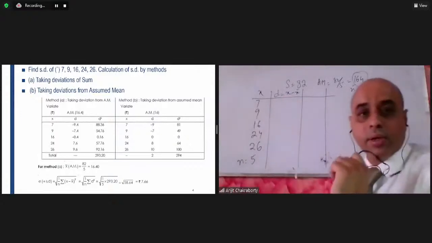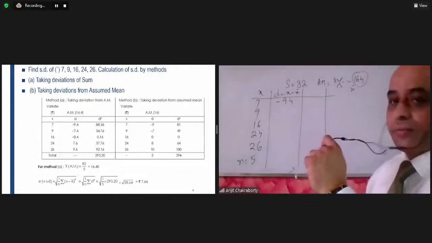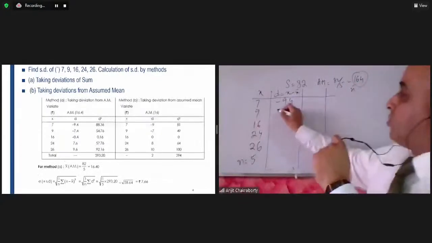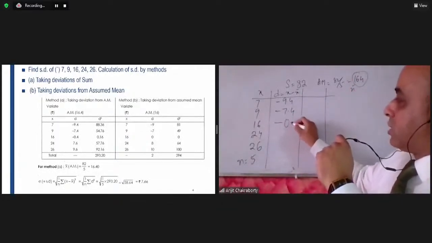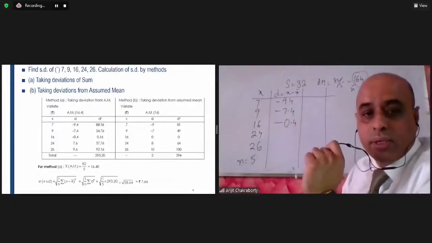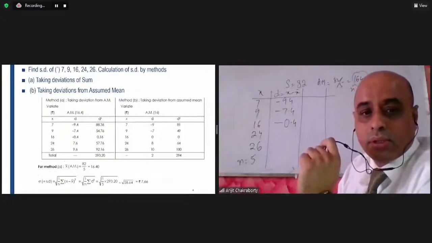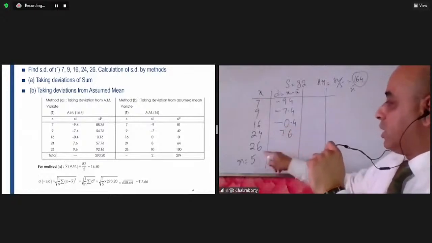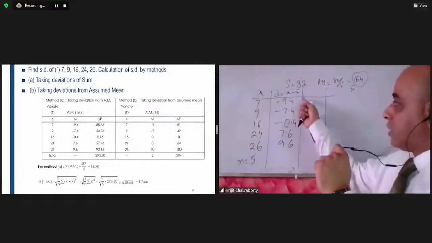Now let us check the deviation. 7 minus 16.4, I'm getting minus 9.4. Then 9 minus 16.4, you get minus 7.4. 16 minus 16.4, so this is minus 0.4. Next one is 24 minus 16.4, it is 7.6. 26 minus 16.4, this is positive, so again 9.6. So we have got the deviations here.